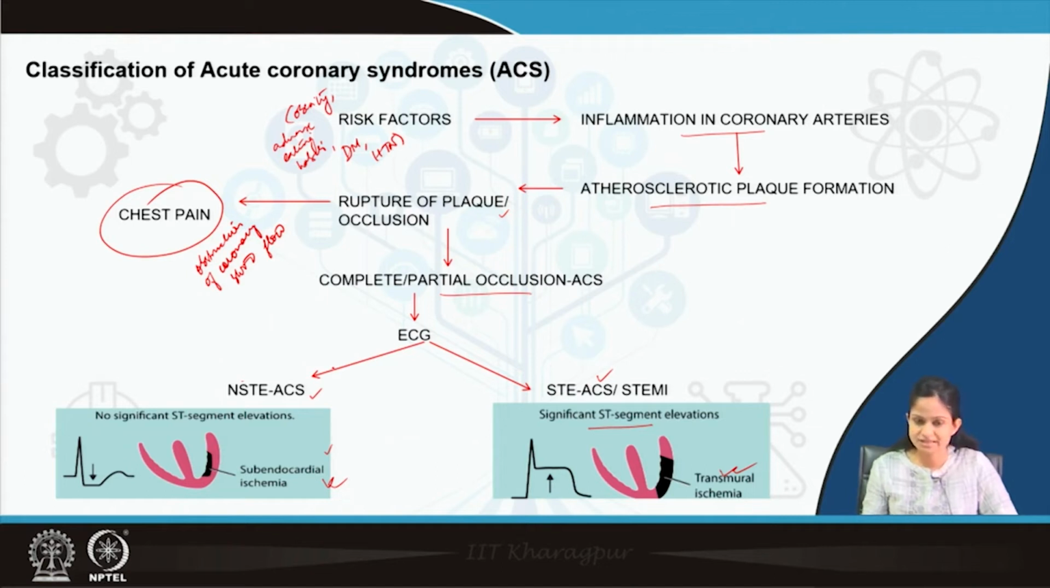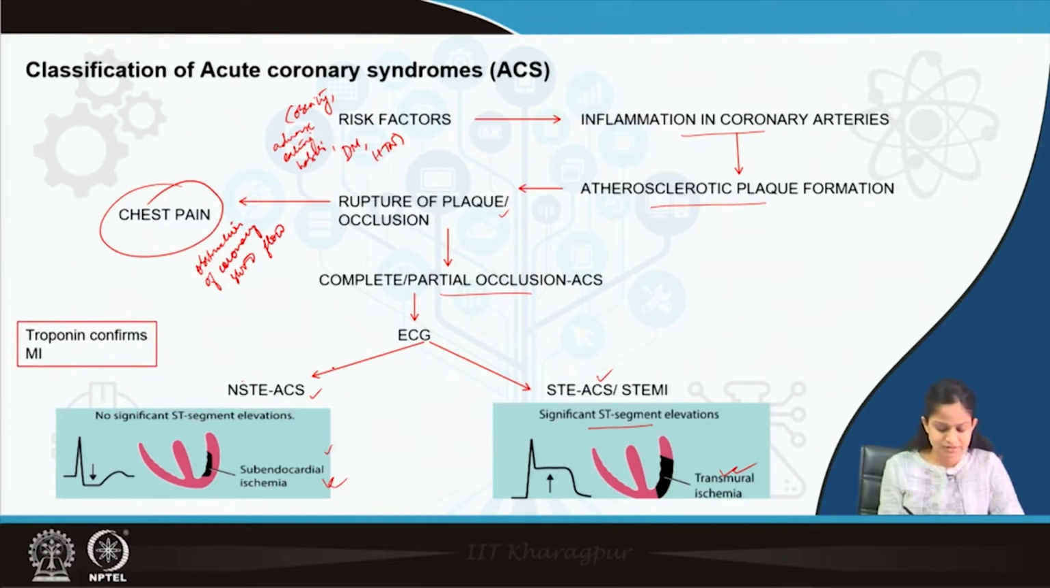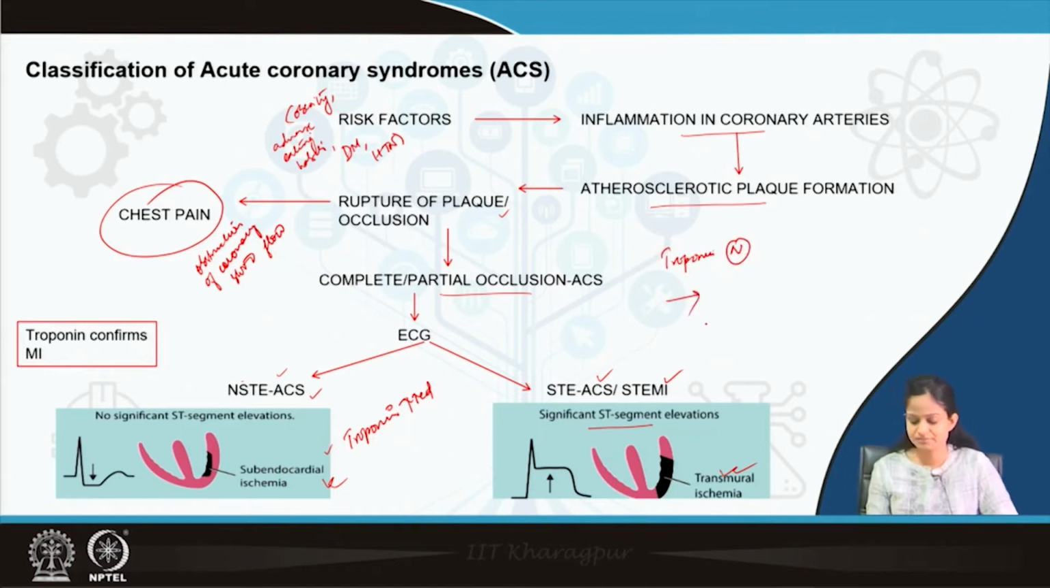Now, besides these ECG findings, there are cardiac biomarkers, mainly the troponins. Troponins will confirm the diagnosis of myocardial infarction. Generally, in both STEMI as well as non-ST elevation MI, we tend to see the troponin level increased. If the troponin level is normal, but the patient is presenting with the above symptoms, then you usually call it unstable angina. So, this is what your acute coronary syndrome is.